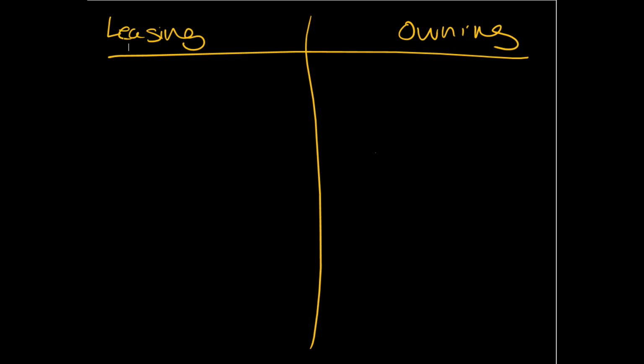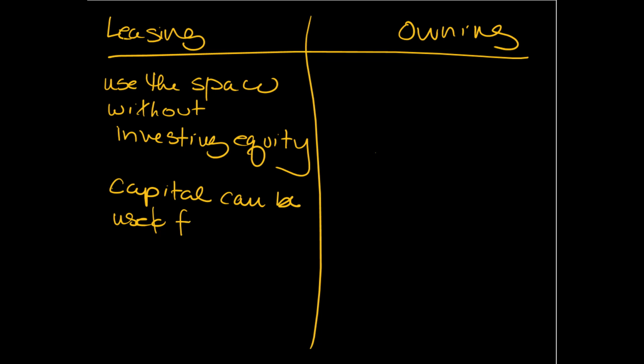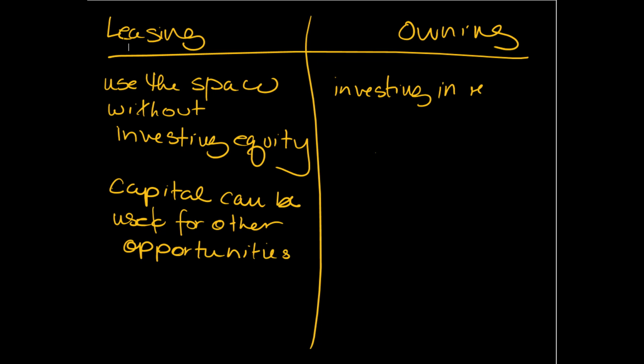In a lease versus own analysis, the firm is trying to decide the best scenario for their needs. On the leasing side, the corporation can use the space without investing corporate equity, which means they'd be freeing up the equity capital for other investment opportunities that are available to them. On the owning side, however, that's essentially investing in real estate.